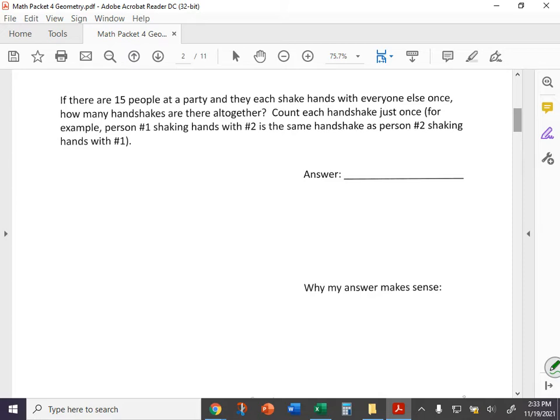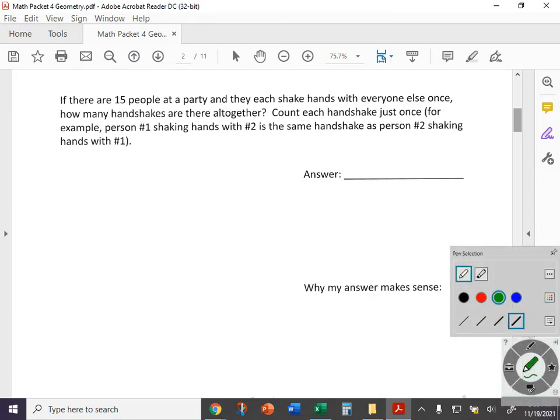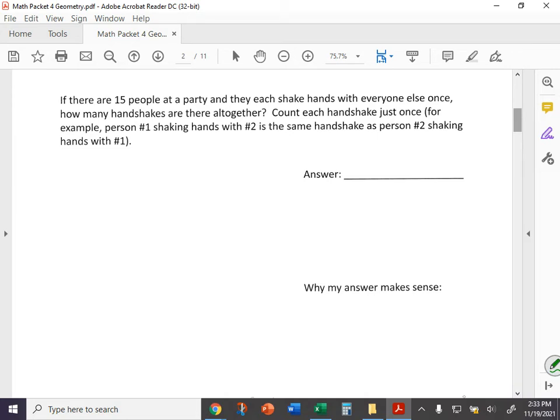And what you have to make sure you do not do is count each handshake more than one time. Let's count each handshake just once. For example, person number 1 shaking hands with person number 2 is the same handshake as person 2 shaking hands with person 1. We actually had a question like this, if you remember back in the basketball league question. Each team in one division plays every other team in their division twice, and each team in the other division once. And we had talked about not counting games more than once.